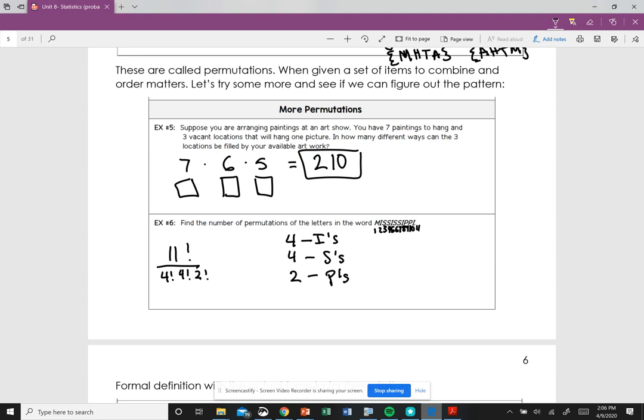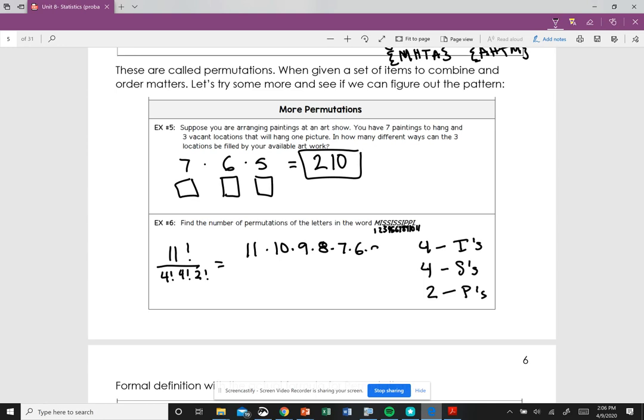All right, so we're going to have 11 factorial, which really means, I'm going to move this whole thing. They are taking up space in places I don't want. So we have 4 I's, 4 S's, and 2 P's. Okay, that's important information. That's where we got the 4, 4, and 2. All right, so this is really just 11 times 10 times 9 times 8 times 7 times 6 times 5 times 4 factorial. And there's a reason I did 4 factorial, because we have 4 factorial right there that we can just go ahead and cancel out with that.